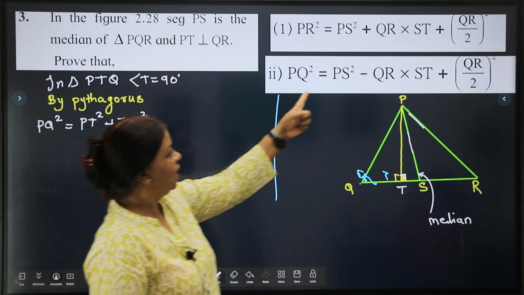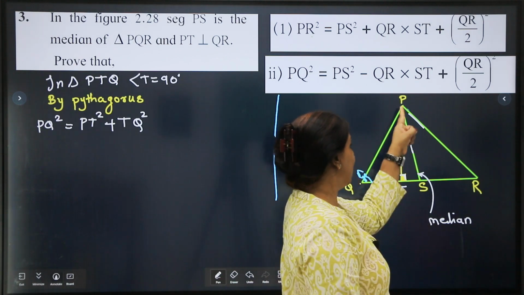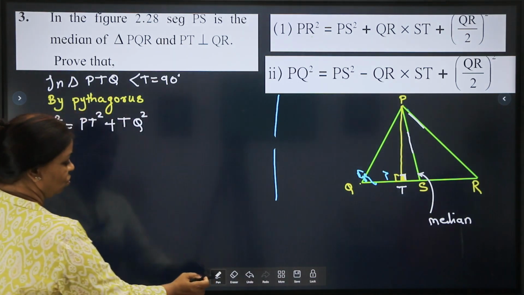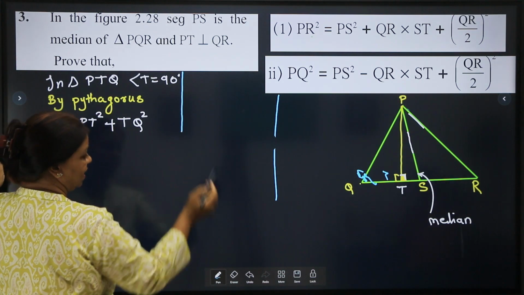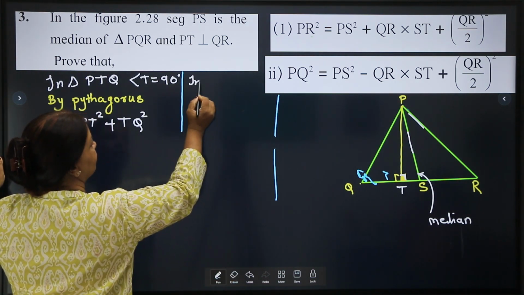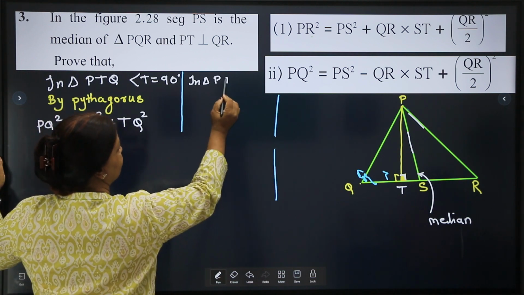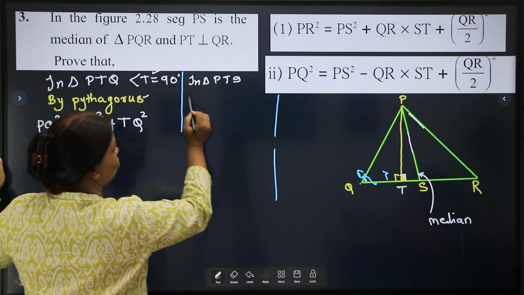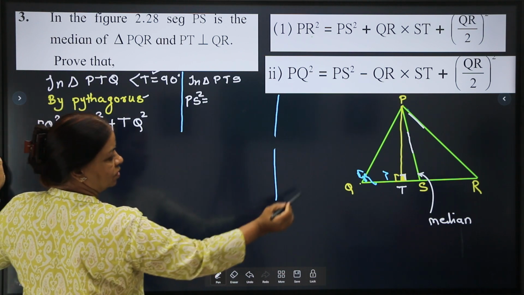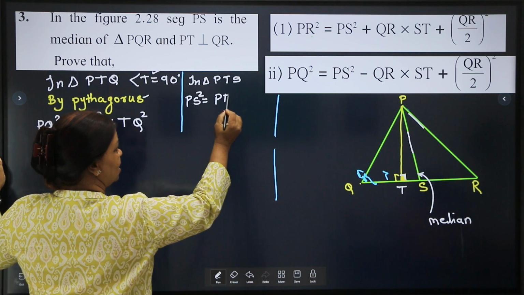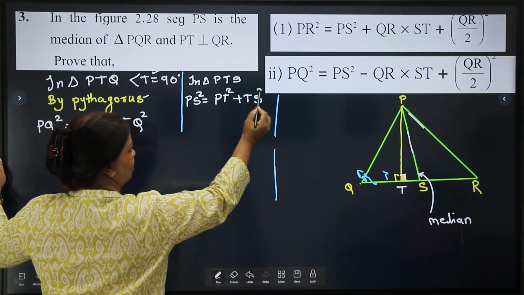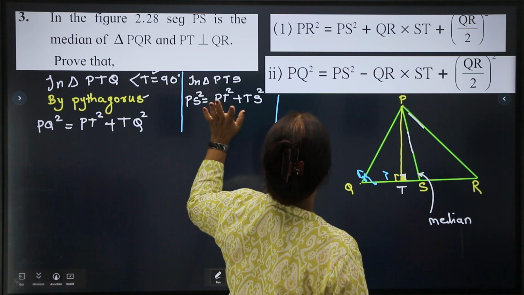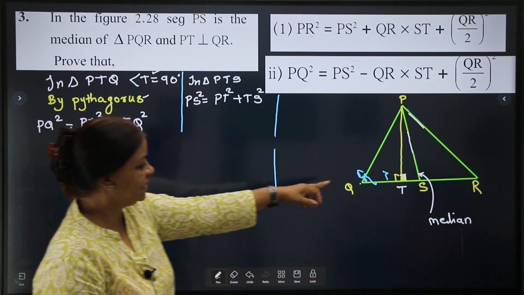What else do I want? I want PS square. Okay, children? PS square again, how do I get? Again in triangle PTS. Previously we have done this for proving the first statement. So I can take this side here so that we get enough place. In triangle PTS, angle T is already 90 degree. So by Pythagoras theorem, PS square is equal to PT square plus TS square. Okay? I want PS square. PS square I got.